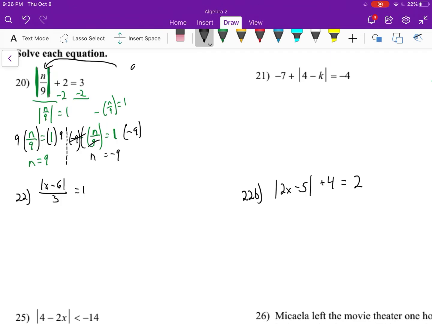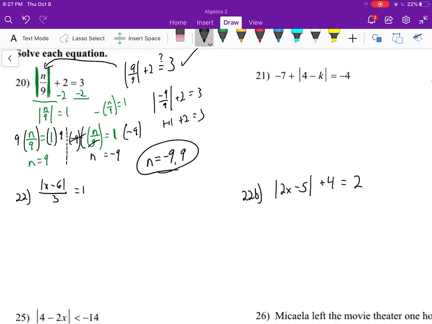Putting it back in. 9 over 9 plus 2. Does that in fact equal 3? Well, 9 over 9 is 1. The absolute value of 1 is 1 plus 2 is 3, so that works. What about when we put in negative 9? Well, you know what? That works too. Because negative 9 over 9 is negative 1, but the absolute value of negative 1 is 1, and 1 plus 2 is 3. So both answers are correct, so we can say n equals negative 9, or 9.